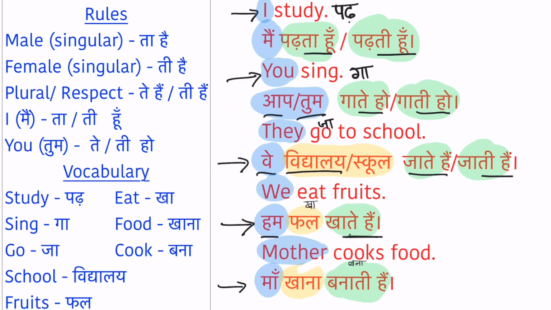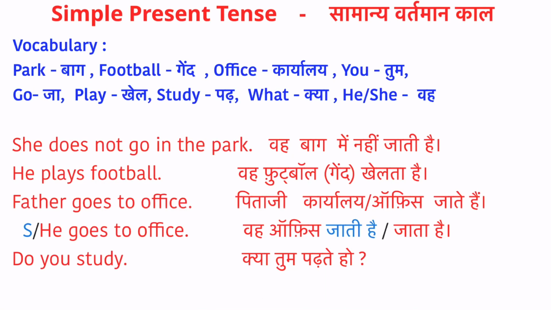Here subject is singular female, so verb के साथ में आपने ऐड किया है ती हैं because subject is someone elder than you and you want to show respect. So ती हैं. माँ खाना बनाती हैं. Here are some more examples. Practice them for better understanding.